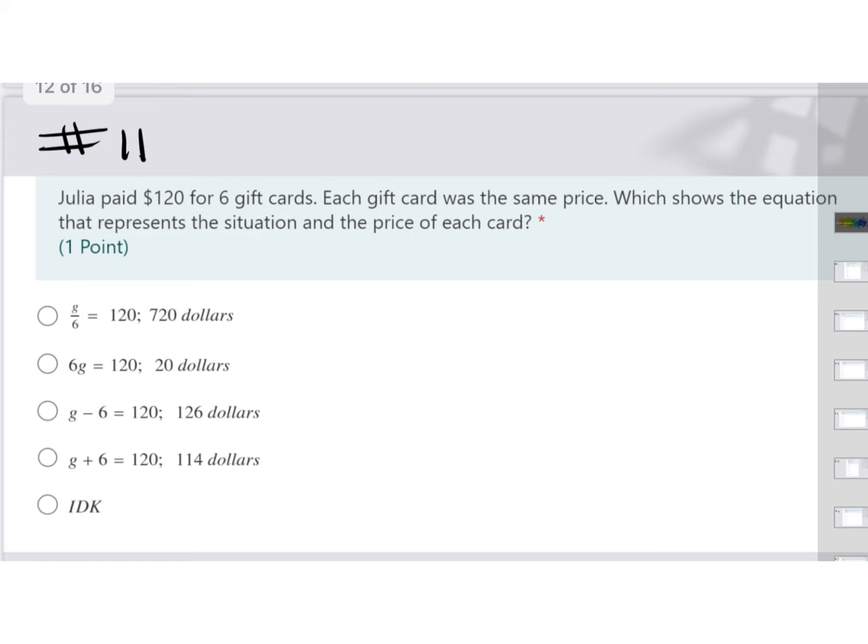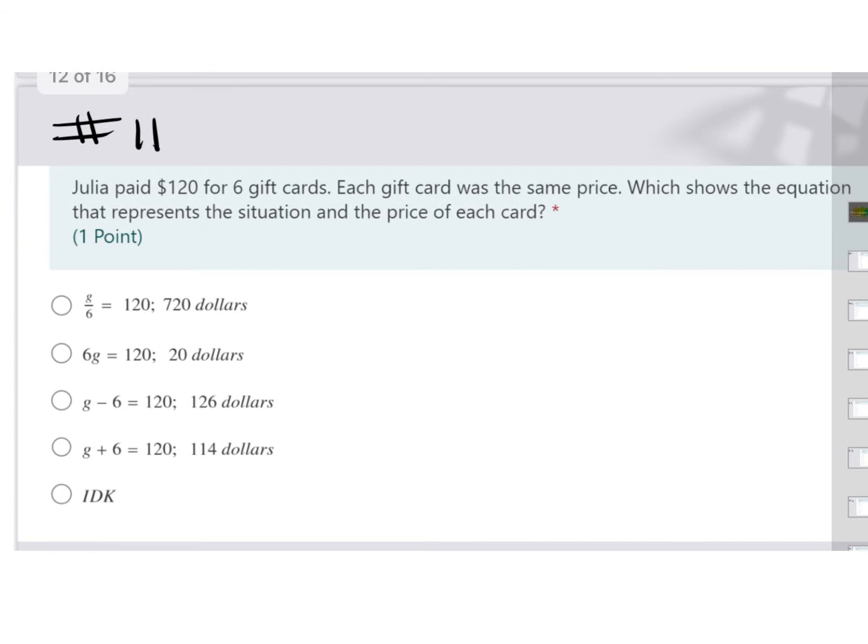So our unknown here, we're going to use the letter G because they did. And G represents the price for a gift card.